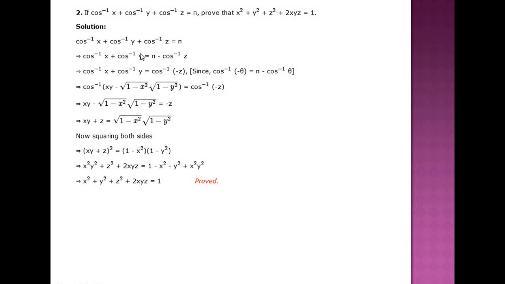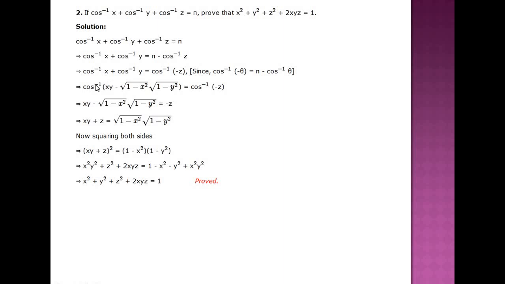Cos inverse of x plus cos inverse of y is written as it is. I'm shifting this cos inverse of z to that side, so that becomes pi minus cos inverse of z. So pi minus cos inverse of z is nothing but cos inverse of minus z. Remember that property, right? Cos inverse of the negative angle is pi minus cos inverse of the positive angle. So that property I have used here, and pi minus cos inverse of z is replaced as cos inverse of minus z.